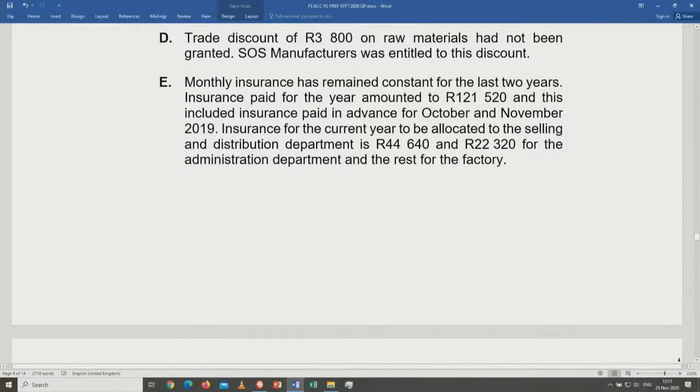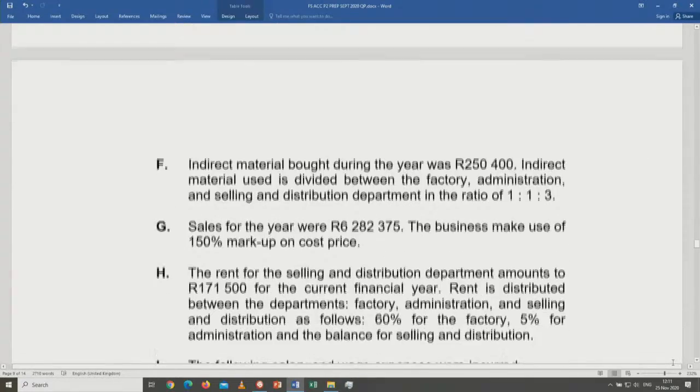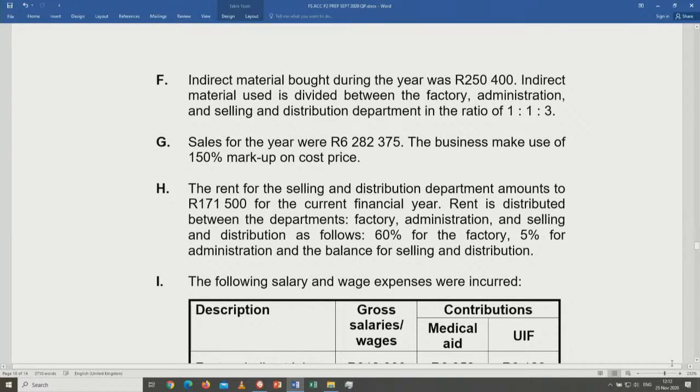Okay, let's read the next one. If indirect material bought during the year was 250,400. That's what we bought. Indirect material used is divided between the factory, administration, and selling and distribution department in the ratio of 1:1:3. Right, let's read again. Indirect material bought during the year was 250,400. I'm going to add that to my calculation.